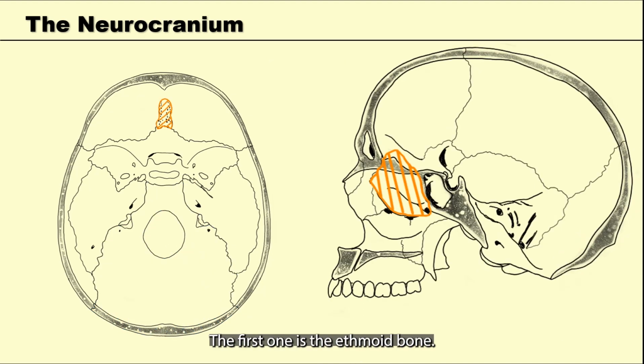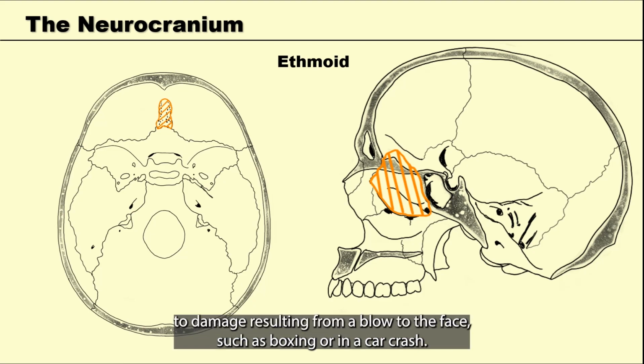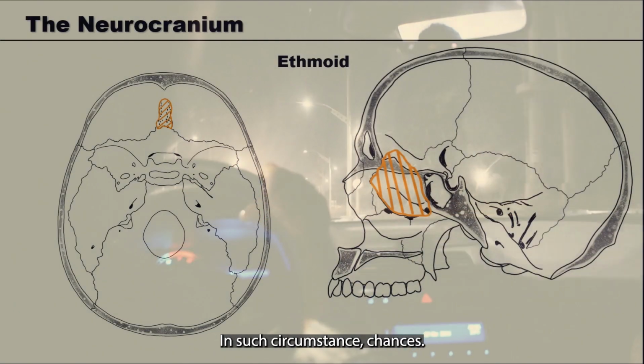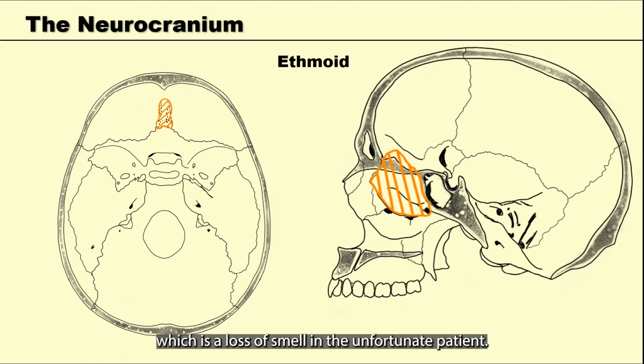The first one is the ethmoid bone. This unpaired bone allows nerves involved in olfaction, that means smell, to transmit information to the brain. It's quite a fragile bone and susceptible to damage resulting from a blow to the face, such as boxing or in a car crash. In such circumstances, it can be possible to severely damage the olfactory nerve and produce anosmia, which is a loss of smell, in the unfortunate patient.